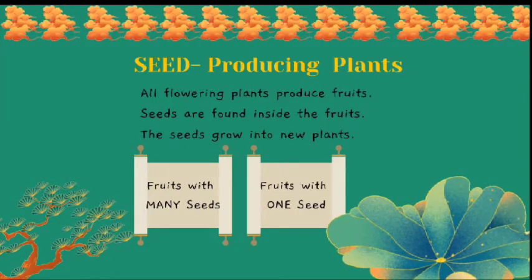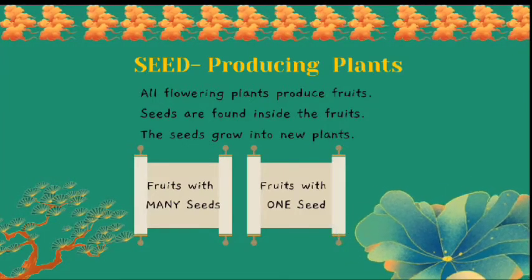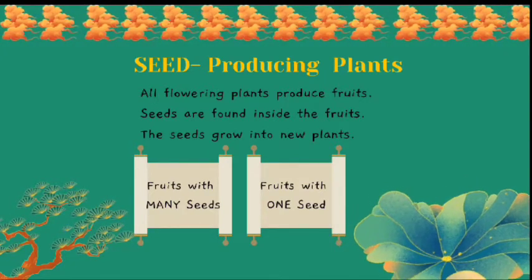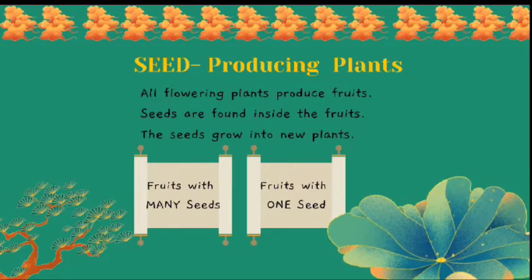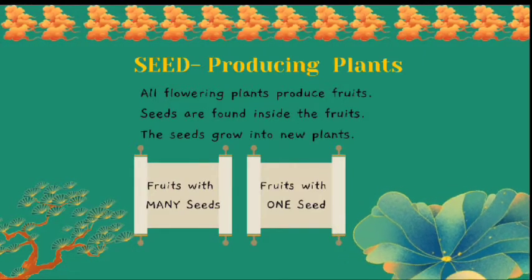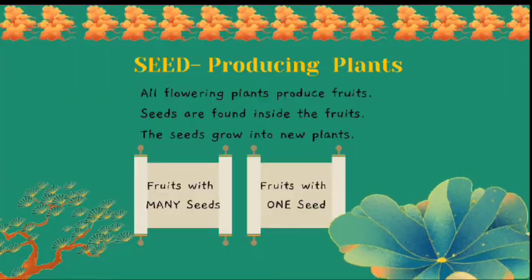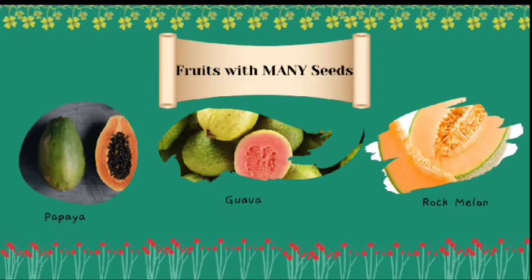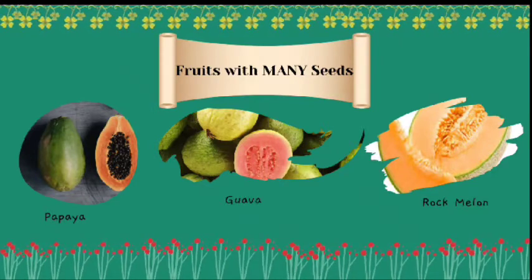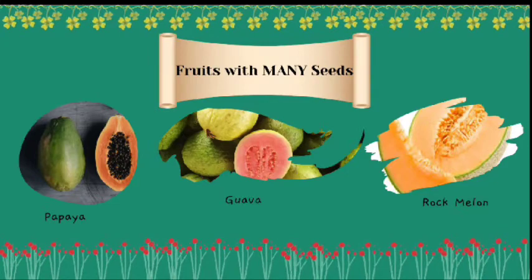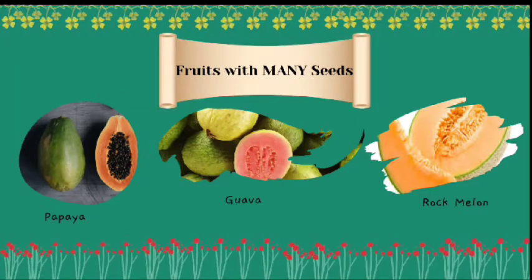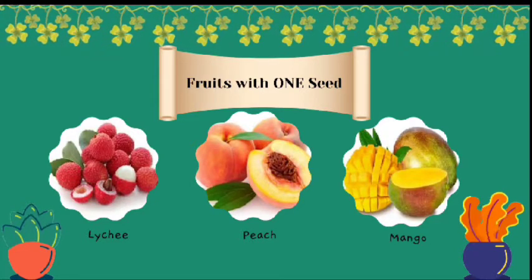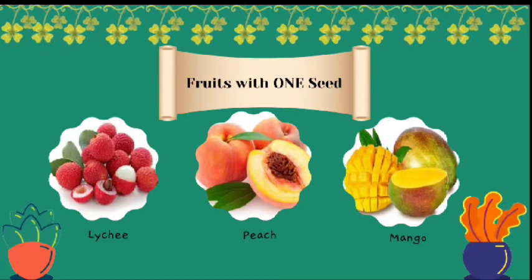Seed-producing plants. All flowering plants produce fruit. Seeds are found inside the fruits. The seeds grow into new plants. There are fruits with many seeds and fruits with one seed. Let's see. This is the picture for fruits with many seeds. For example, papaya, guava, and rock melon. And there are fruits with one seed. For example, lychee, peach, and mango.